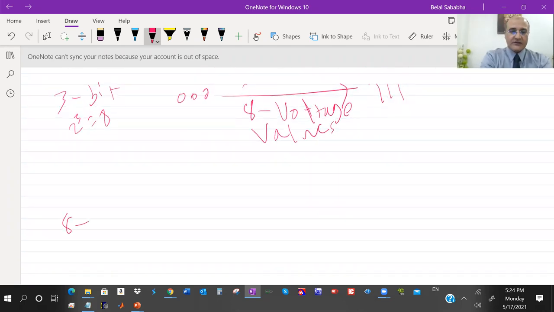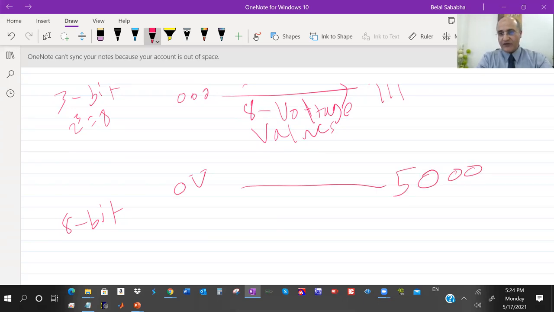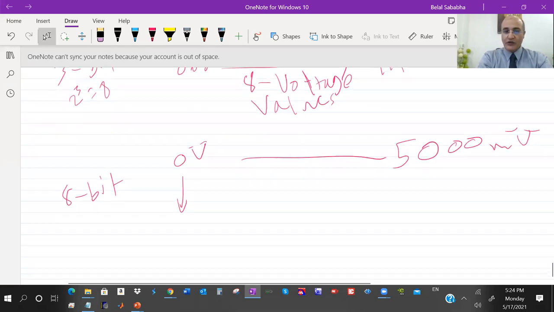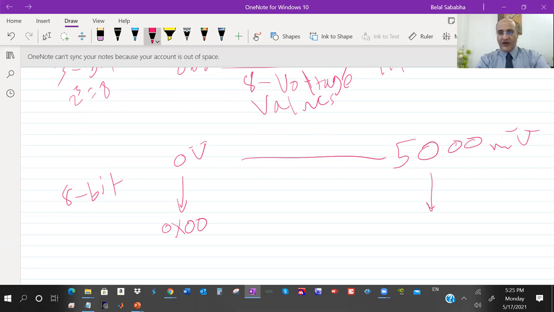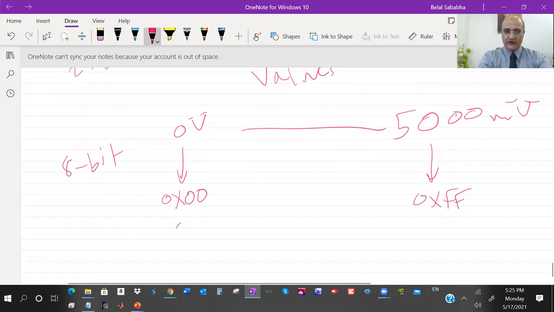What if I get to 8 bits? If I get to represent 0 volt up to 5 volts or 5,000 millivolts in 8 bit, 0 will be 0. I'm gonna write it in hex, because 8 bits is long, right? 0x00, and 5,000 millivolts or 5 volts, the VCC, will be 0xff, right? In decimal, this is 0 and this is 255.